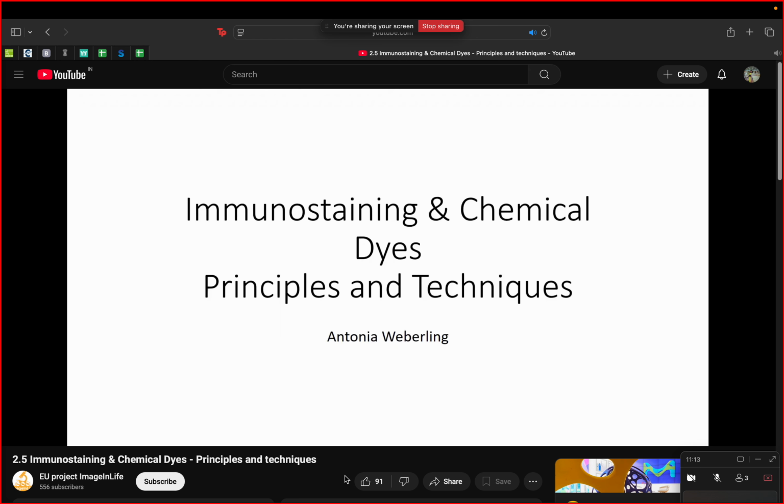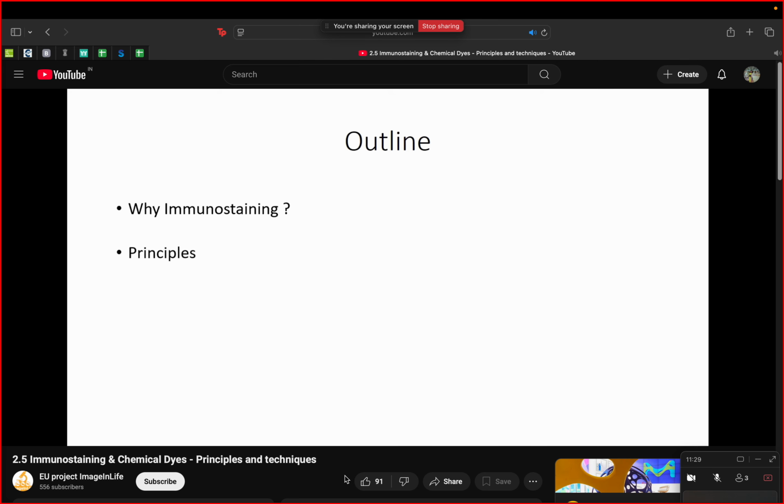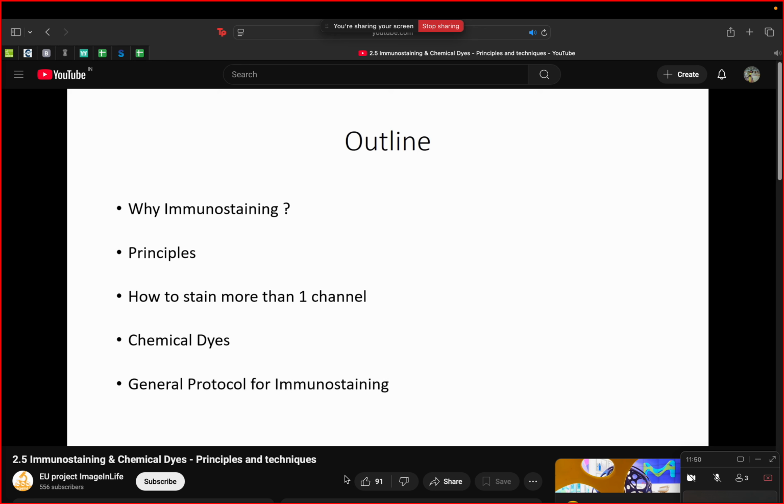In this chapter, we will focus on the very heavily used technique of immunostaining and chemical dyes. To give you a short overview, I will first explain why immunostaining is one of the most common techniques used in biological laboratories. Then, I will introduce the principle that underlies immunofluorescence, explain how more than one structure can be analyzed from the same sample, using multiple channels, and what to consider in these circumstances. Immunofluorescence is often coupled with the application of chemical dyes, which I will also shortly talk about. In the end, I will provide you with a general protocol for immunostaining.